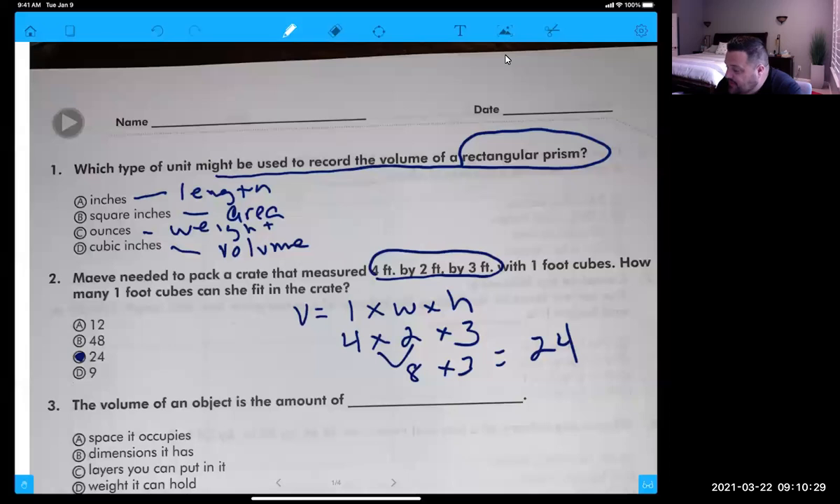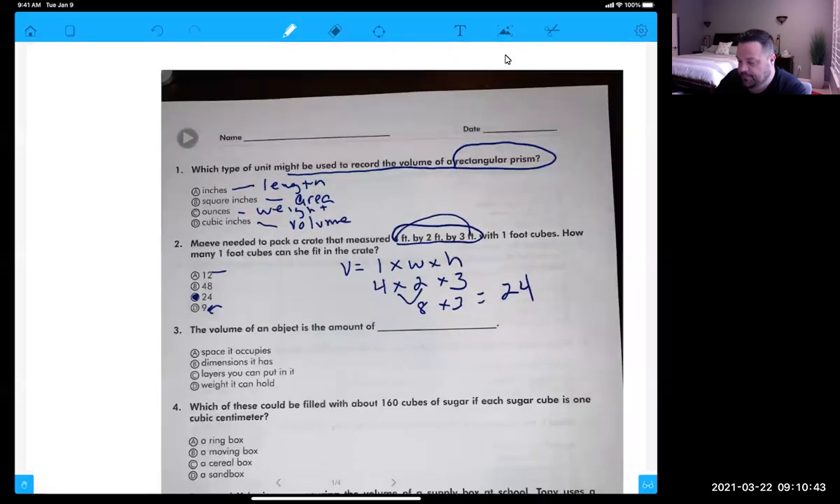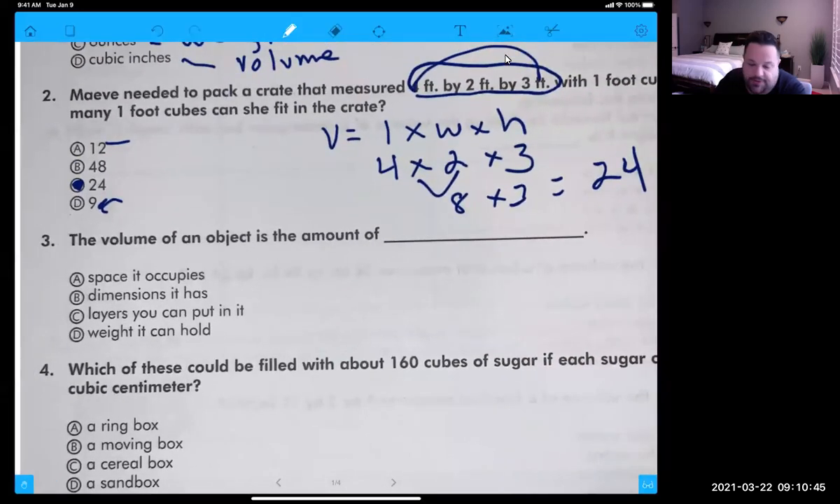But let me see if you add them. 4, 7, 9. See, they put 9 in here if you add them. I'm sure 12 is if you multiply. If you just did 4 times 3, you would get the 12. So just make sure you know the formula, okay? Because we're going to talk a lot about that. All right, do number 3.